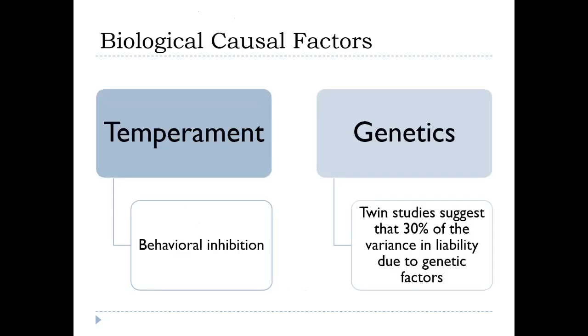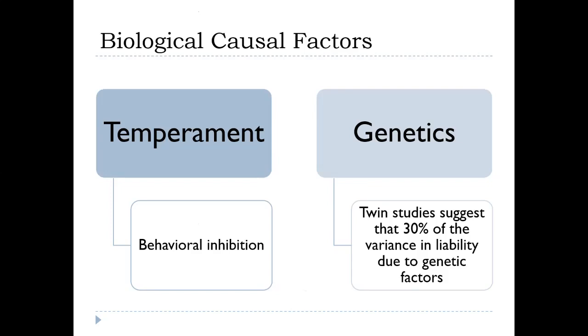Okay, a couple of biological causal factors for you to know about. Behavioral inhibition under the umbrella of temperament is a really big one, right? When we talked about behavioral inhibition in infants, it is a precursor to a lot of anxiety disorders, but especially social anxiety disorder. If you are high on behavioral inhibition between the ages of 2 and 6 years, you are 3 times more likely to be diagnosed with social phobia by middle childhood than individuals who are not high on behavioral inhibition. So it's a very robust risk factor for this disorder.